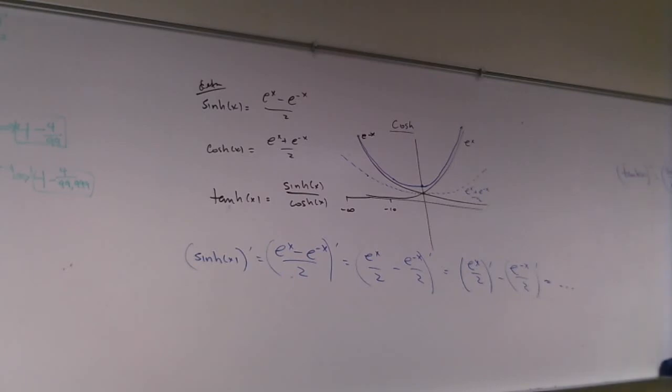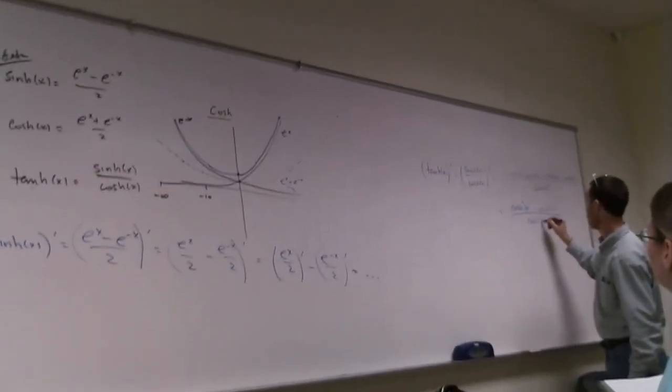You want to take the derivative of this, it's the derivative of the first times the second minus the first times the derivative of the second, all over the bottom squared. So what's the derivative of sinh? It's cosh. So this is cosh squared of x minus the derivative of cosh is sinh, so that's sinh squared of x, all over cosh squared of x.